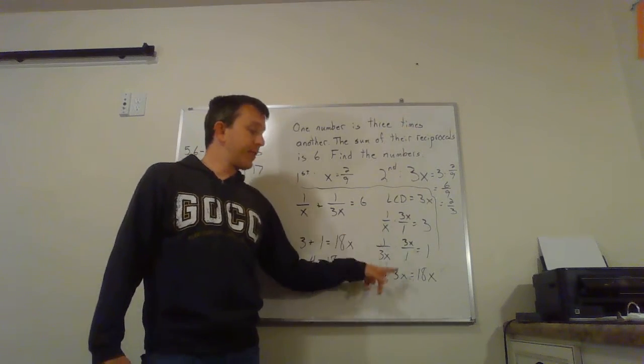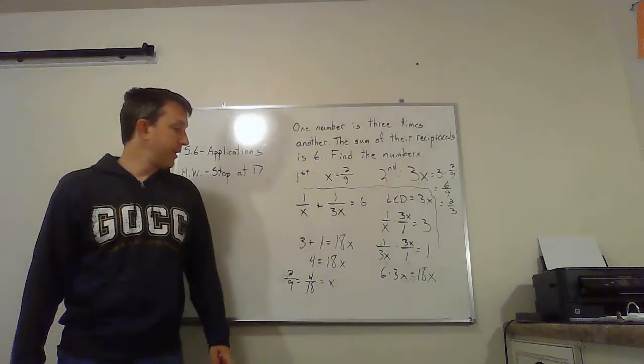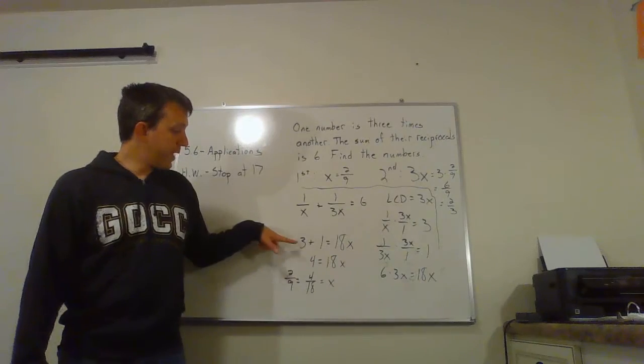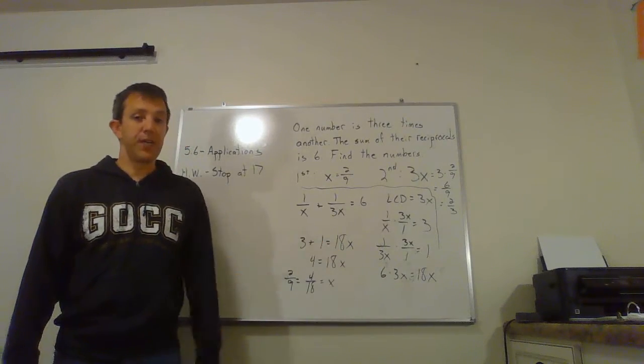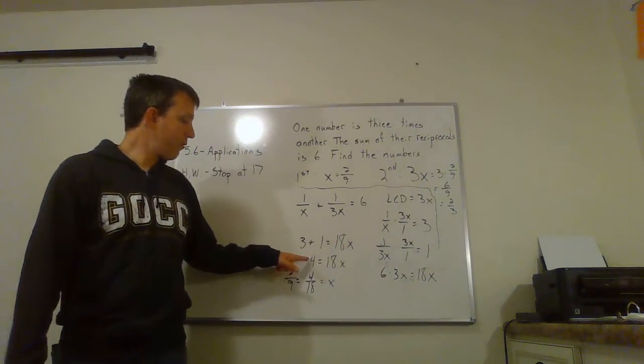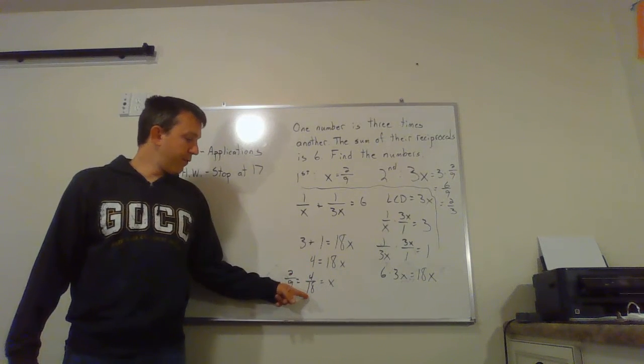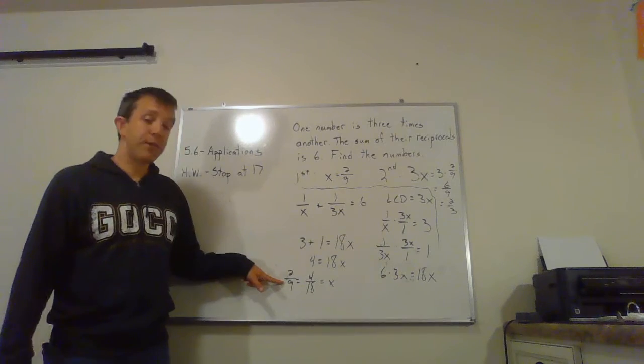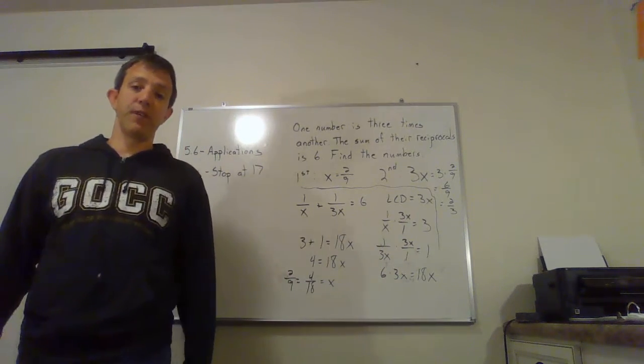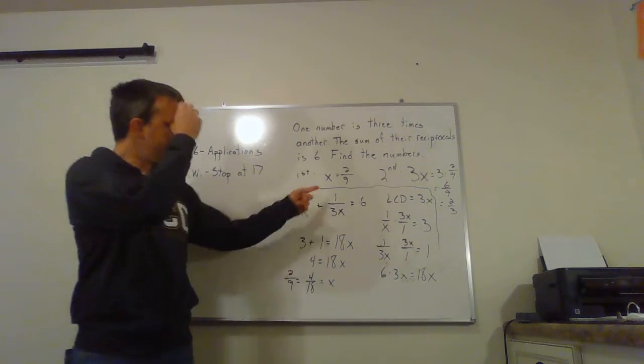And don't forget the 6. 6 times 3x gives me 18x. So I bring those pieces back. We have 3 plus 1 is equal to 18x, which of course means that 4 is equal to 18x. I divided both sides by 18 to get 4 over 18 is equal to x, and then I, of course, simplified my fraction to get 2 over 9. So there's my first number, 2 over 9.